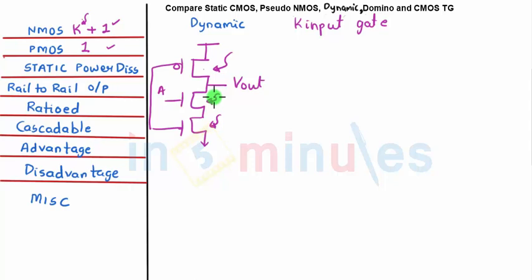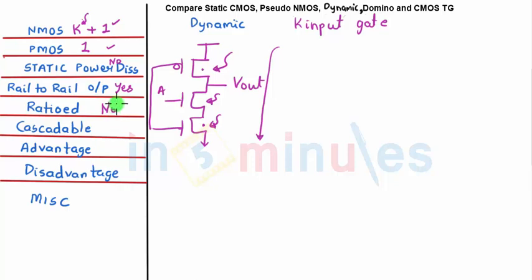Now what we need to see is static power dissipation. No, there is no direct path because of this header and footer transistor. One of them will always be on, the other one would be off. So no direct path from VDD to ground. So static power dissipation is not present. Rail to rail output, yes, you get a perfect output. Either you get VDD or you get a 0. So rail to rail output is present. Ratioed, you don't need to size them to get the correct functionality. It can still function. So no ratioed logic.